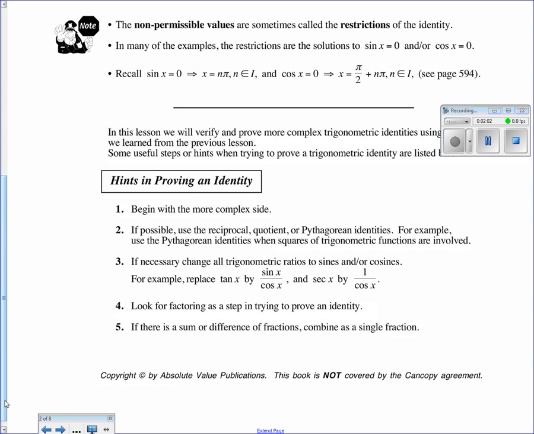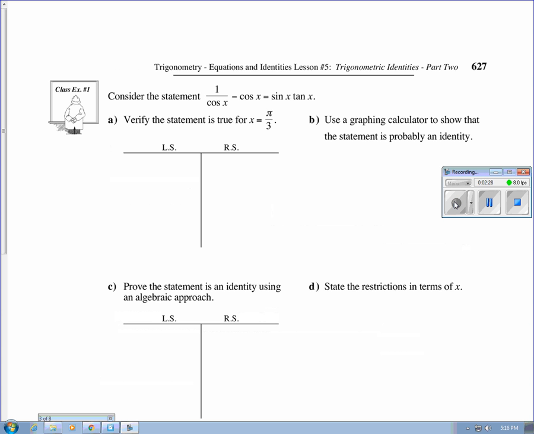Hints in proving an identity. Always start with the more complex side. If possible, use a reciprocal, quotient, or Pythagorean identity. Look for those opportunities. If necessary, change all trig ratios to sines and/or cosines. Look for factoring. If there is a sum or a difference, look for opportunities to combine as a single fraction. So ladies and gentlemen, this takes practice. It takes a willingness to occasionally make mistakes. And I'm going to try and record and produce as I go.